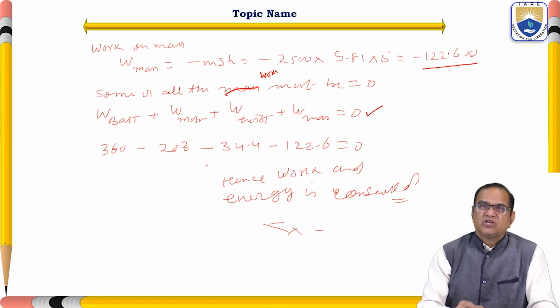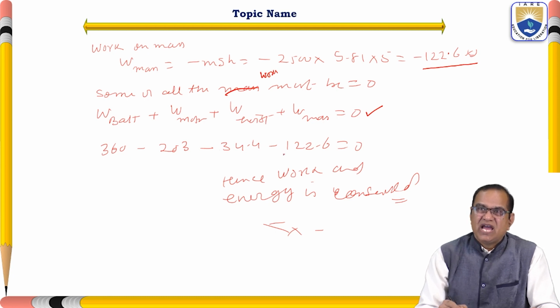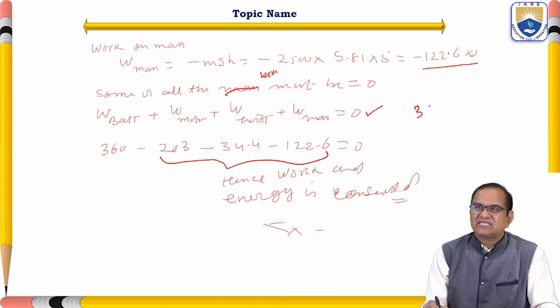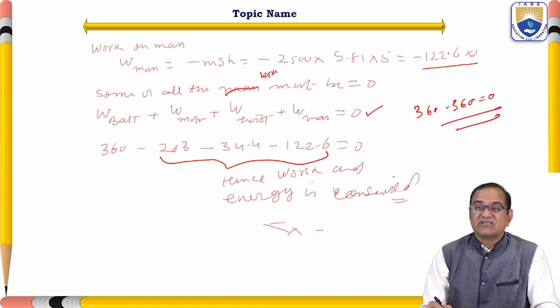be 0. So work of battery, it is giving positive 360, motor is 203, minus 34.4 by the hoist and minus 122.6. If you sum these things, you will get 360 minus 360 is equal to 0. Hence work and energy is conserved.